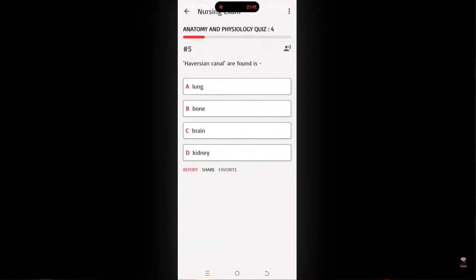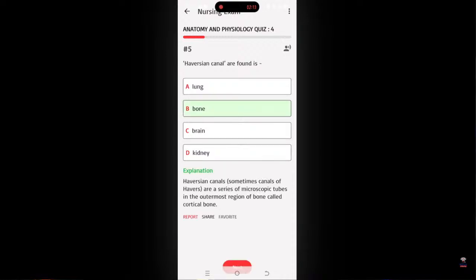Haversian canal are found in A. Lung, B. Bone, C. Brain, D. Kidney. Correct answer. Haversian canals, sometimes canals of Havers, are a series of microscopic tubes in the outermost region of bone called cortical bone.